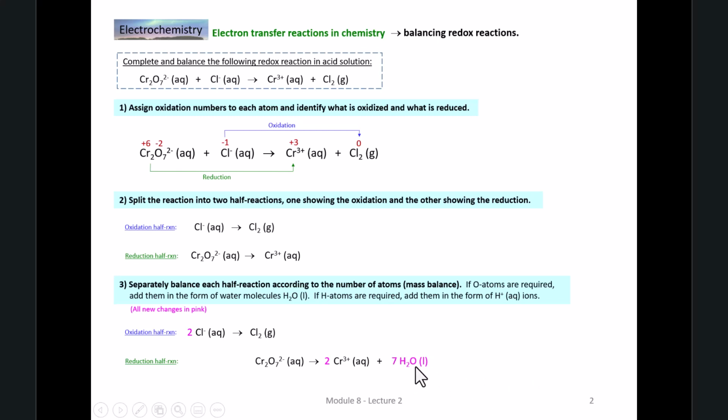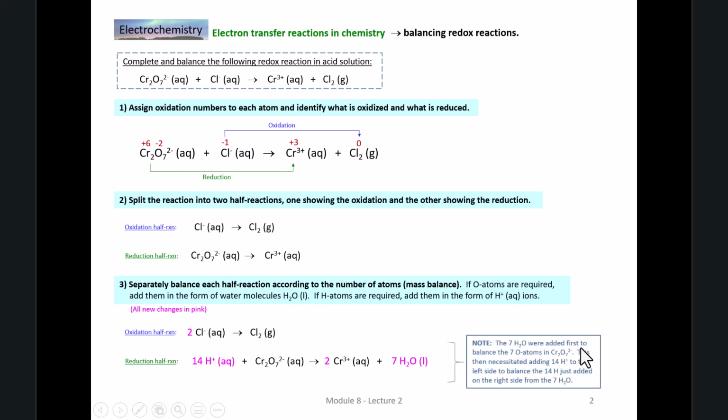That gives us a deficit of hydrogens on the left, so we'll add hydrogens on the left by adding them in the form of hydrogen ions. So we've taken care of introducing 7 oxygens on the right, and then we've taken care of the new problem we introduced here by having 14 hydrogens suddenly appear, but we'll put them on the left as hydrogen ions to balance the hydrogens. So we've now balanced each half reaction separately according to the numbers of atoms of each side. We've done a mass balance.